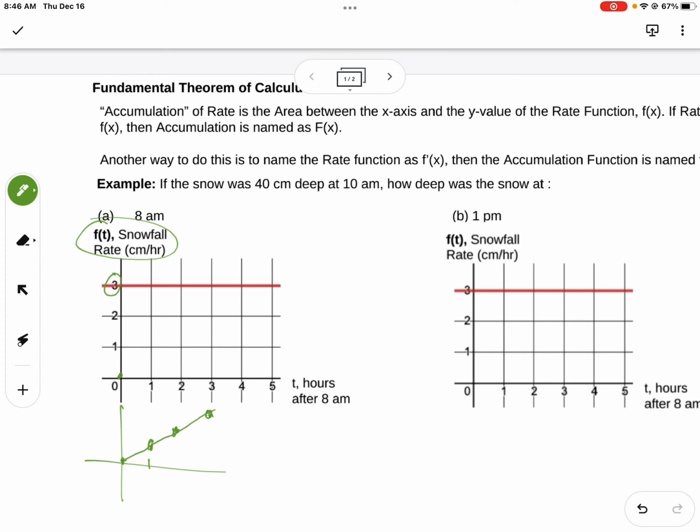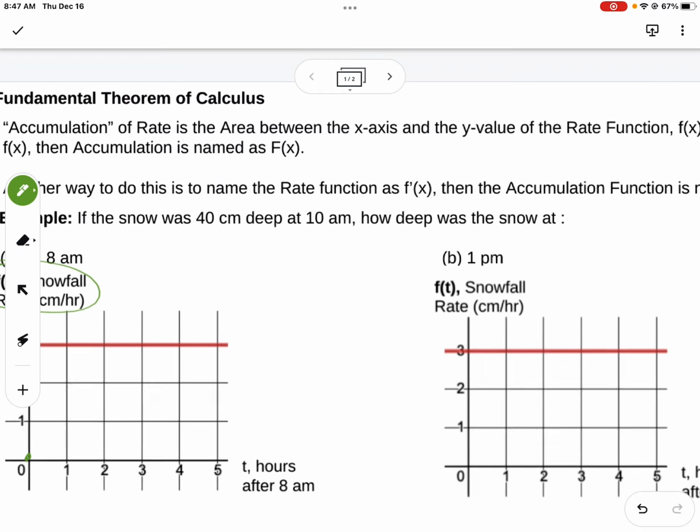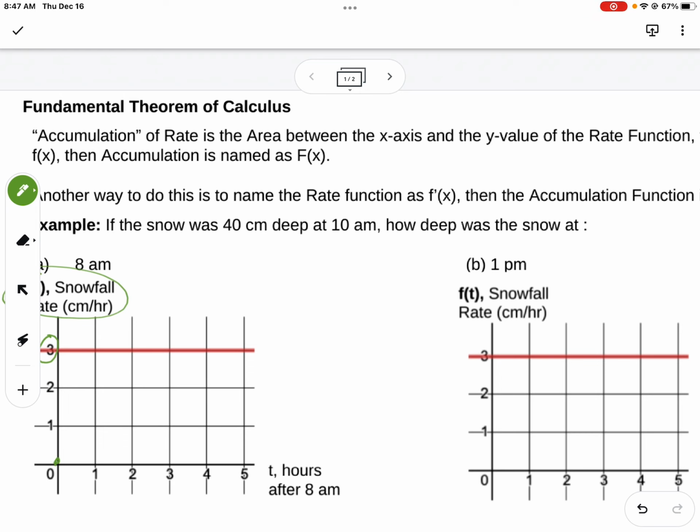So it would be 3, 6, 9, 12, and so on. So that's the accumulation function, and we can also call that the original function, if you will. And then in terms of naming functions, what we do is we name the rate function. If we name the rate function f of x, accumulation is capital F.